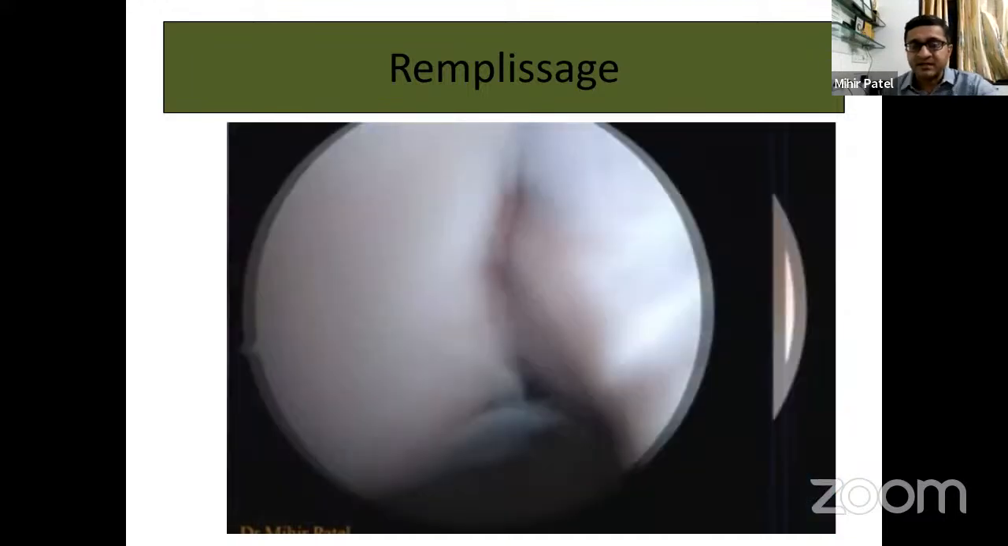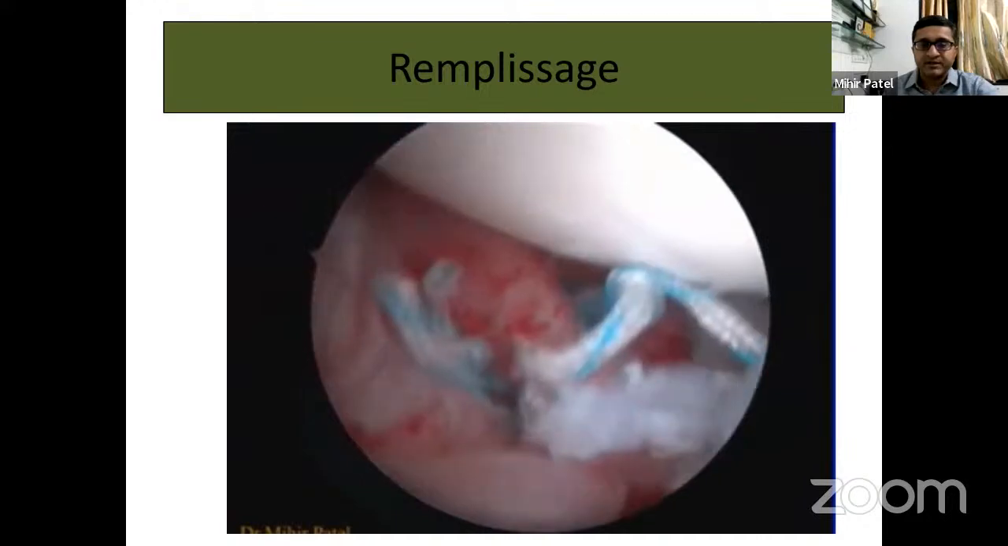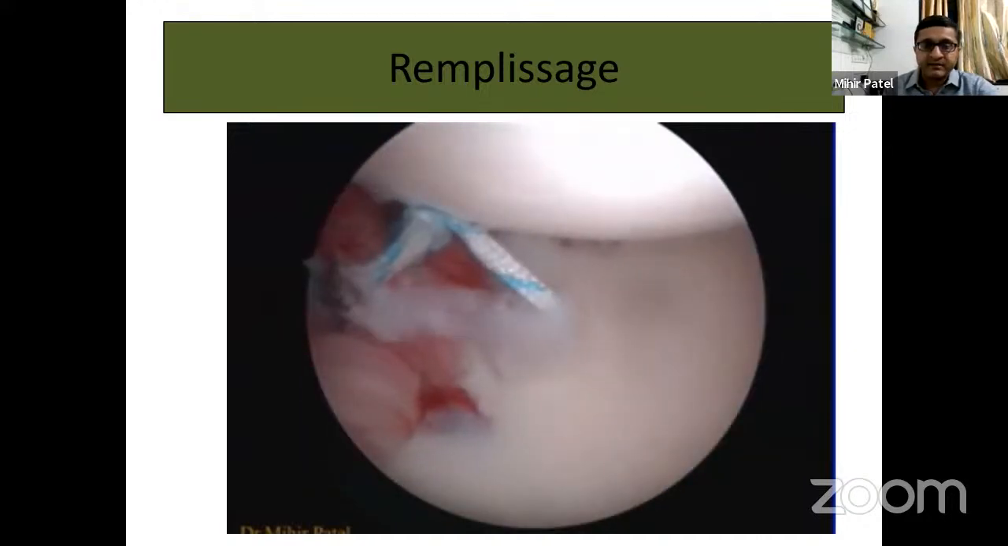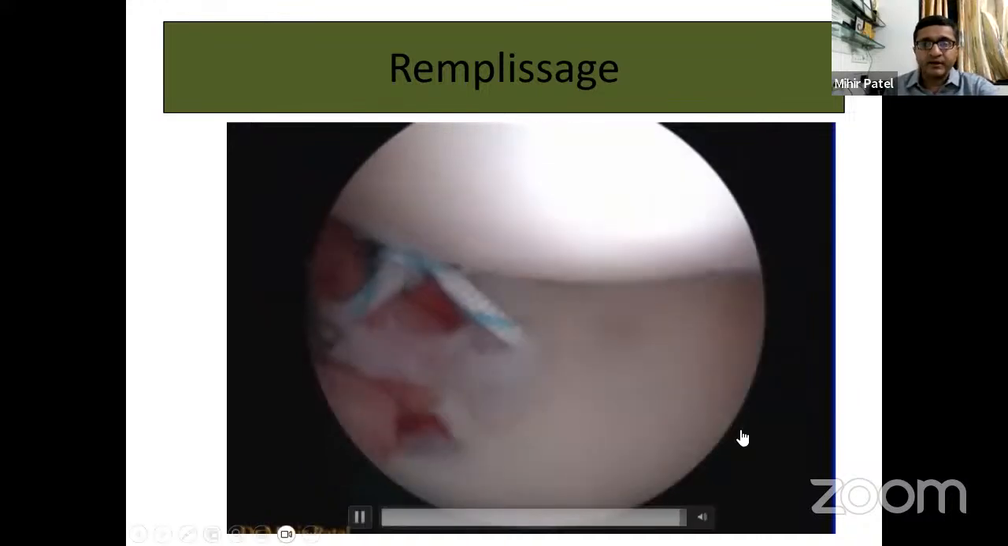So this is remplissage, which basically means to fill. That's the meaning of the word remplissage. So that's the completed product where I finished my anterior labrum repair there. And then I've done a remplissage behind, and we see that the humerus is well centralized on the glenoid.